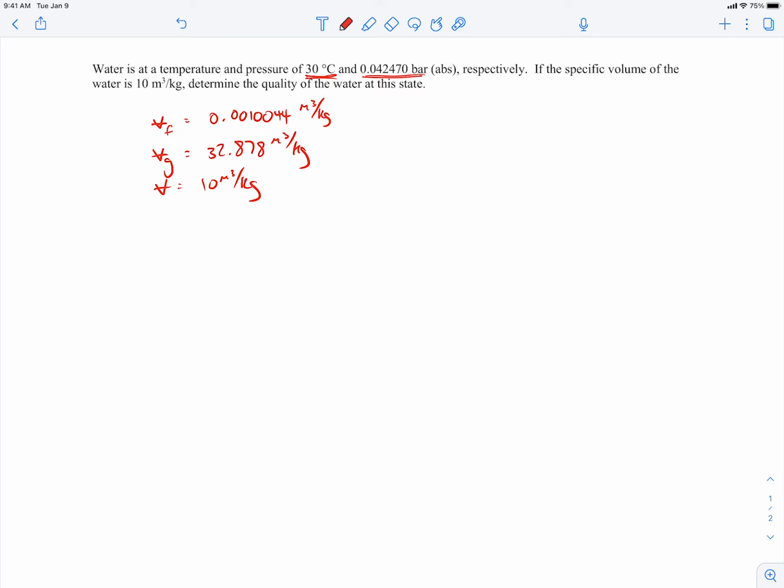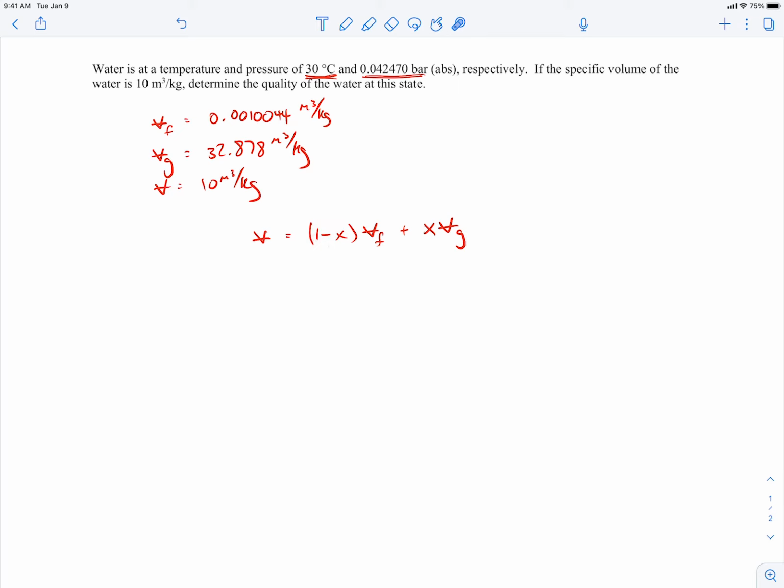So to find this quality, we're just going to use this relation where the specific volume is 1 minus the quality times the specific volume for the saturated liquid plus the quality times the specific volume for the saturated vapor. Right? Because remember, the quality is the mass fraction that's vapor. So this is kind of like weighted. This formula is really a weighting of the properties of the saturated liquid and the saturated vapor, weighting those properties based on how much mass there is of vapor versus how much mass there is of liquid.